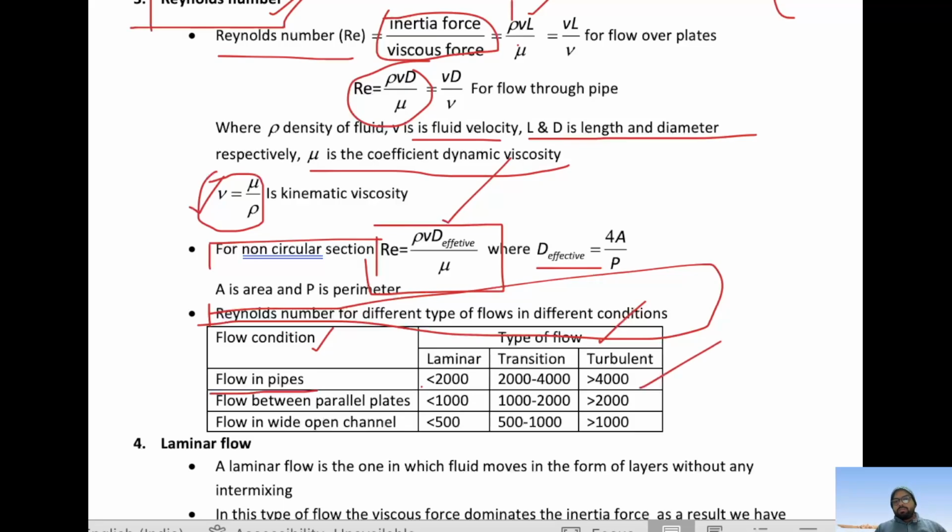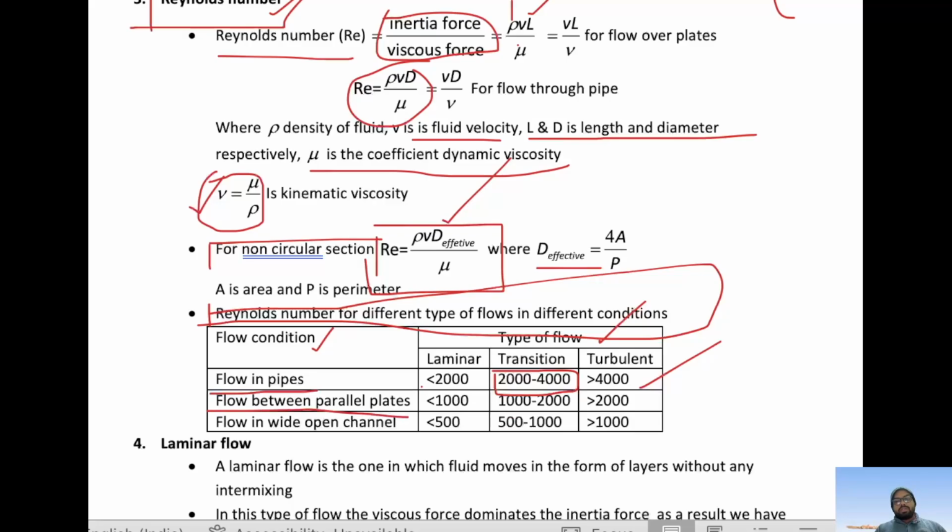Basically, flow does not move directly from laminar to turbulent, but there is a transition phase where for some portion laminar will dominate and for some portion turbulent will dominate, and after a certain rise in velocity, it will be fully developed into turbulent flow. Now, flow between two parallel plates.